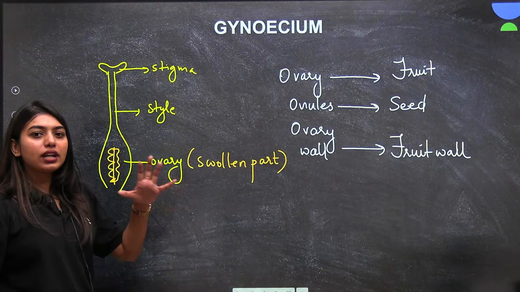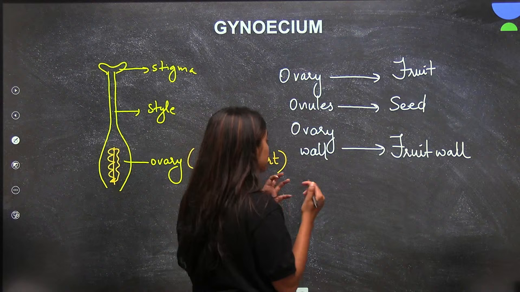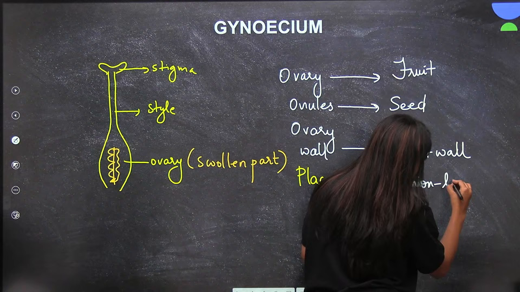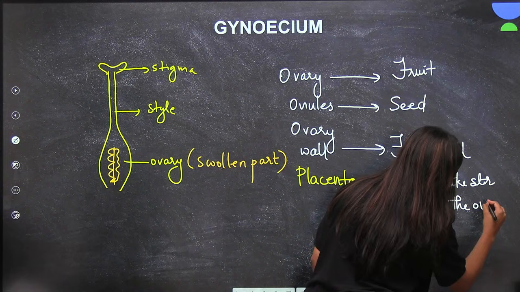We have the placenta. It is basically, students, the cushion-like structure that allows the seeds to attach, that holds the seeds. So when we talk about placenta, you will write it's a cushion-like structure which holds the ovules. Clear? Very good.